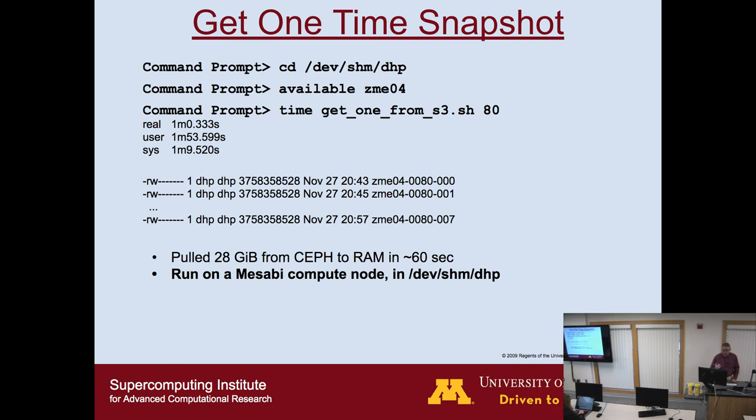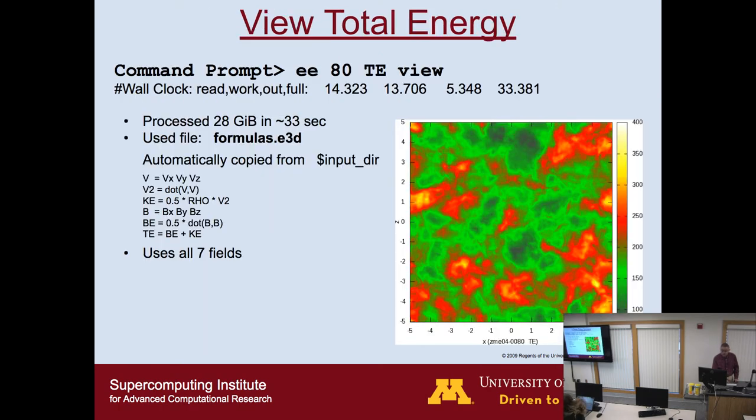And because it was coming from tier 2 storage and going straight onto a RAM disk to memory, I wasn't limited by the shared file system disk speeds, and I got actually fairly good bandwidth. It could also pull the 8 pieces of the data in parallel. And so it pulled that 28 gigabytes over in about a minute. So that was a reasonable amount of human time to wait to get that data staged.